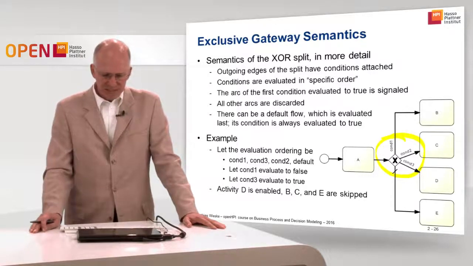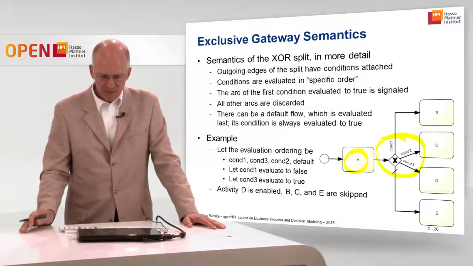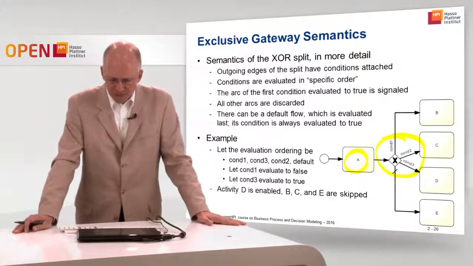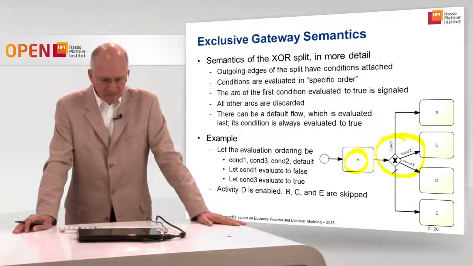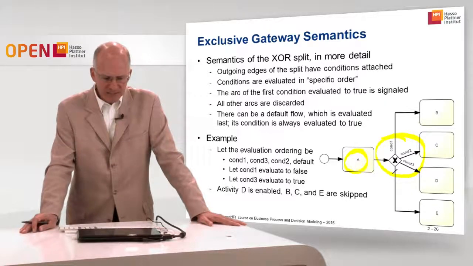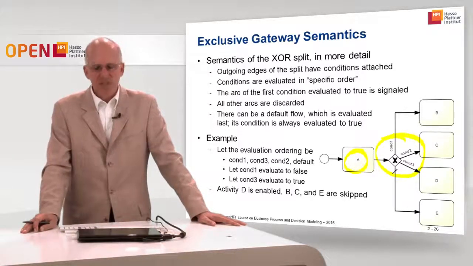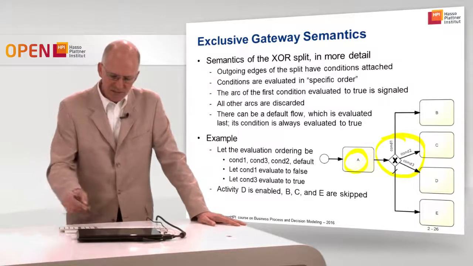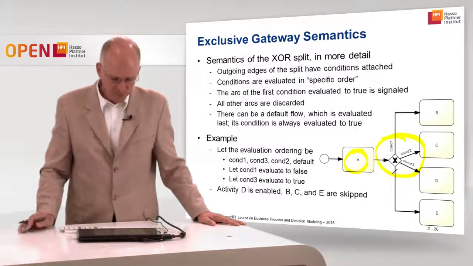The standard says that once activity A has been executed, we need to decide which way to take. This is done by evaluating the conditions of the outgoing edges of the XOR split, in a specific order. We do not know in which order that will be, as the model does not tell us in which order these conditions will be evaluated. It's not that condition 1, condition 2, condition 3 is evaluated in that order. It can be in almost any order.